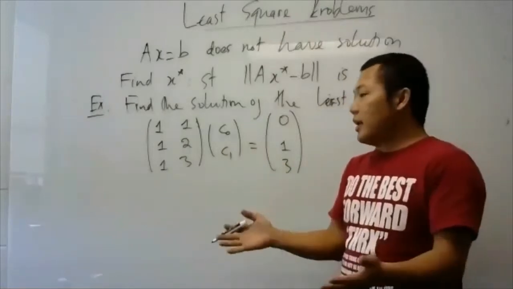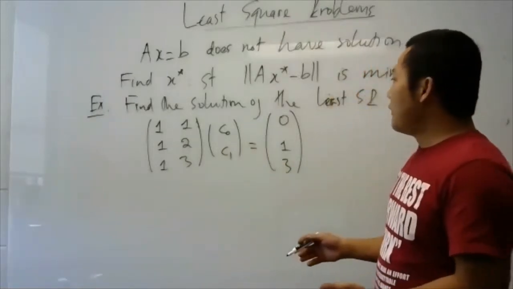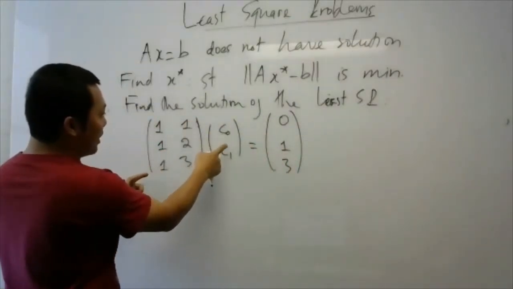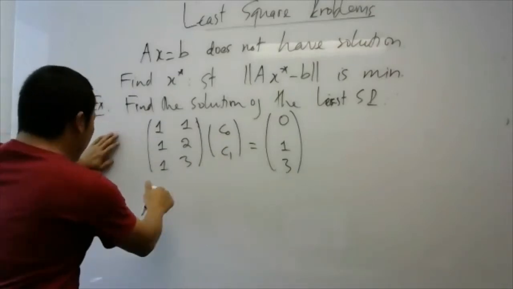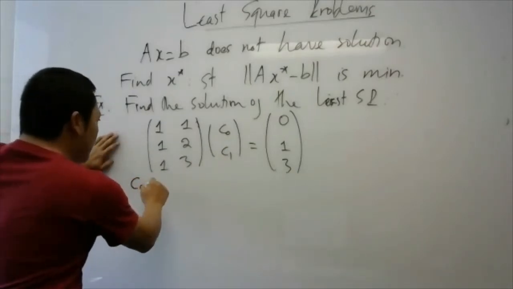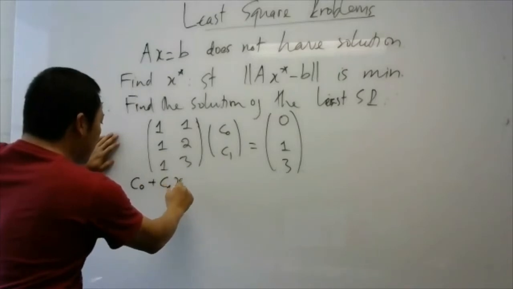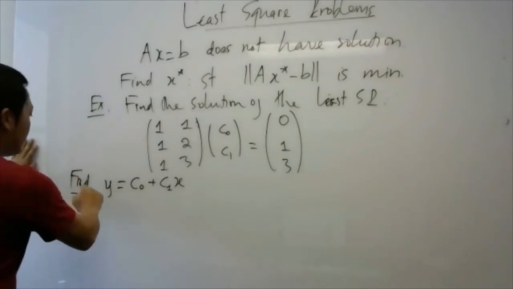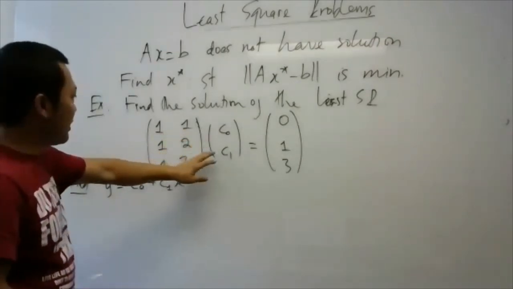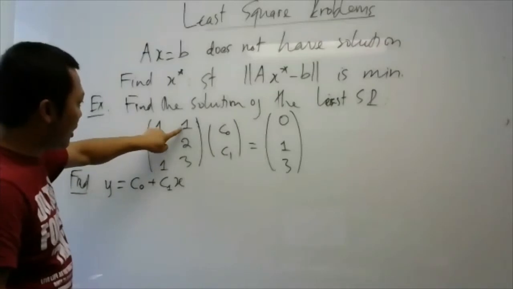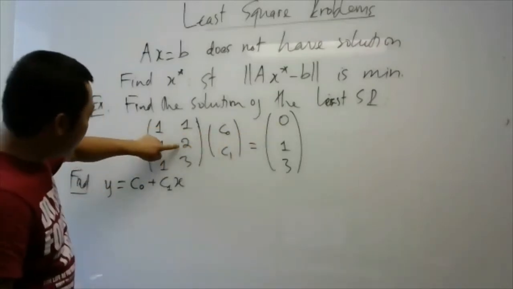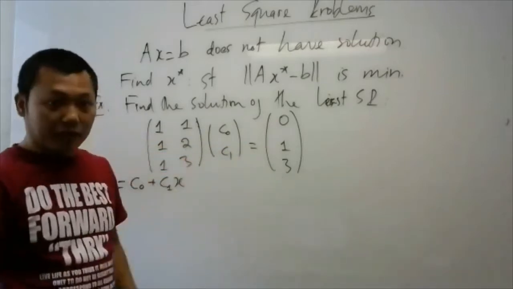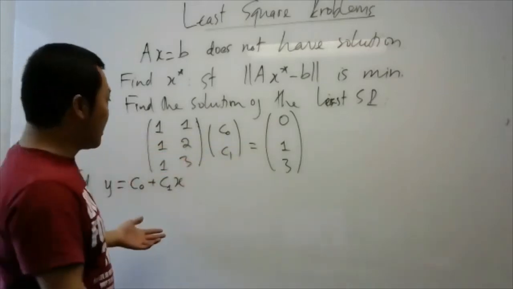And they ask us to find, here we have two columns. That means corresponding to C0 and C1. Or I can write in the following way: we need to find C0 plus C1x. Okay, we need to find this guy that fits all data, right? So the first one is x equal to 1, y equal to 0. The second one is x equal to 2, y equal to 1, and the third one is x equal to 3 and y equal to 3. Make sense? So basically, we have 3 points.